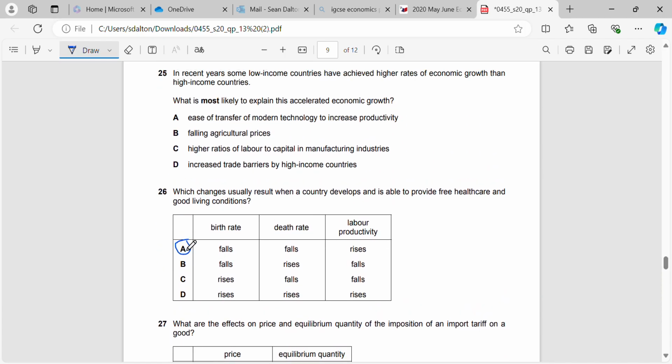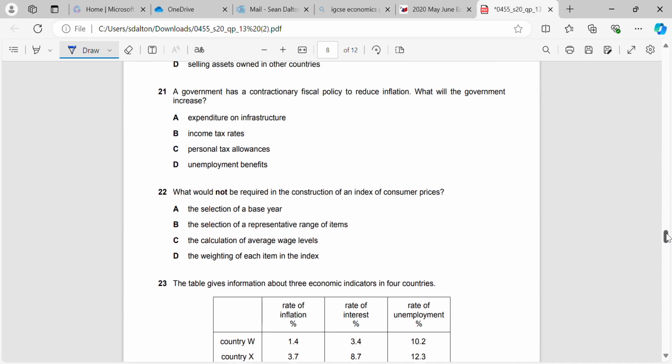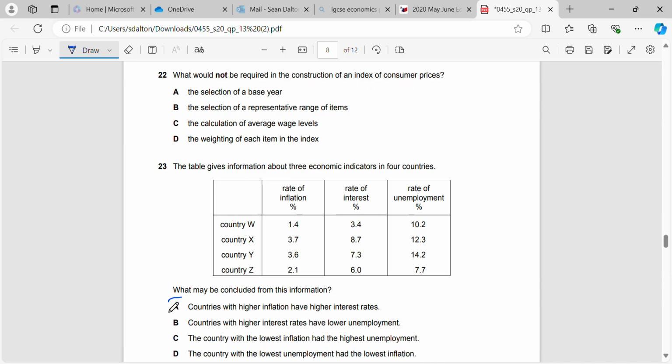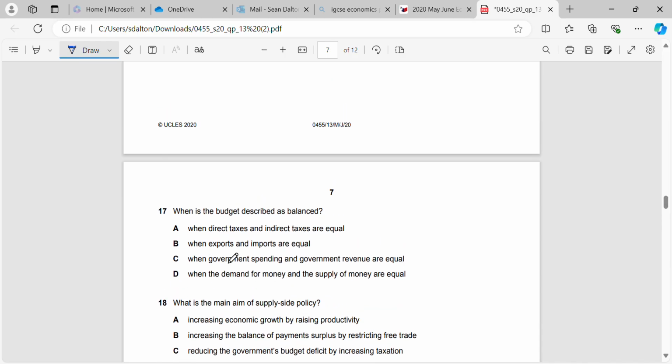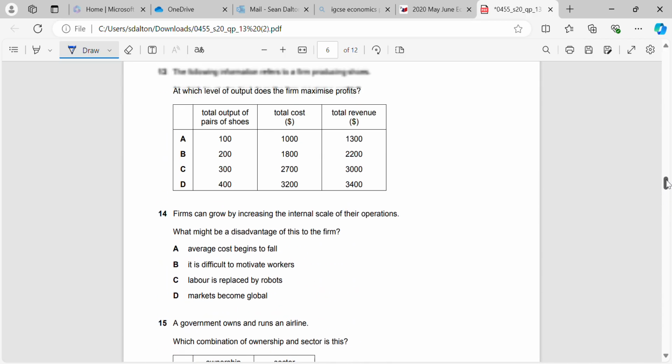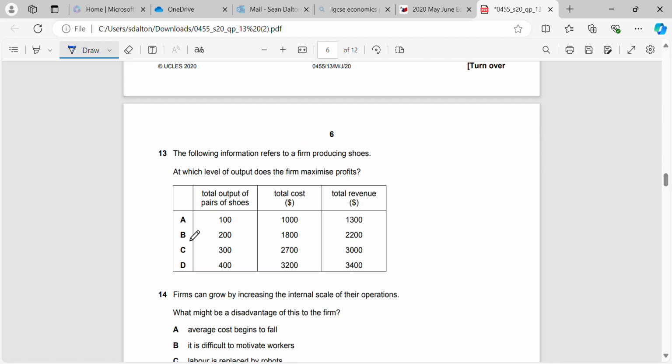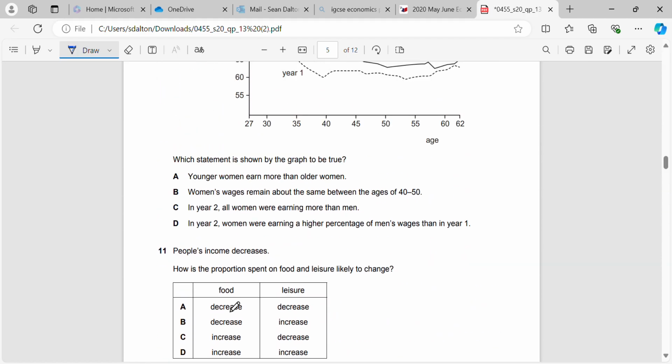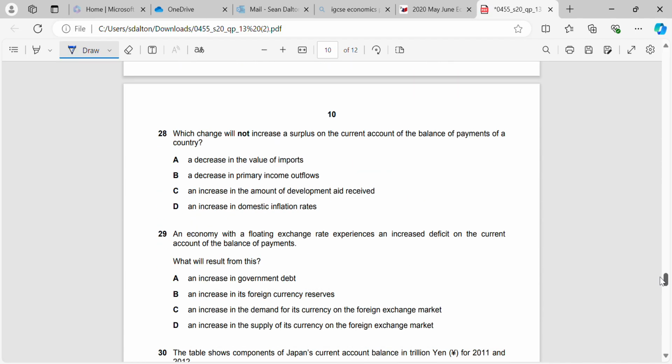question 26, 23, 22, 17 and 16, 13, 11, and 10. Okay, so we start from 29 then.